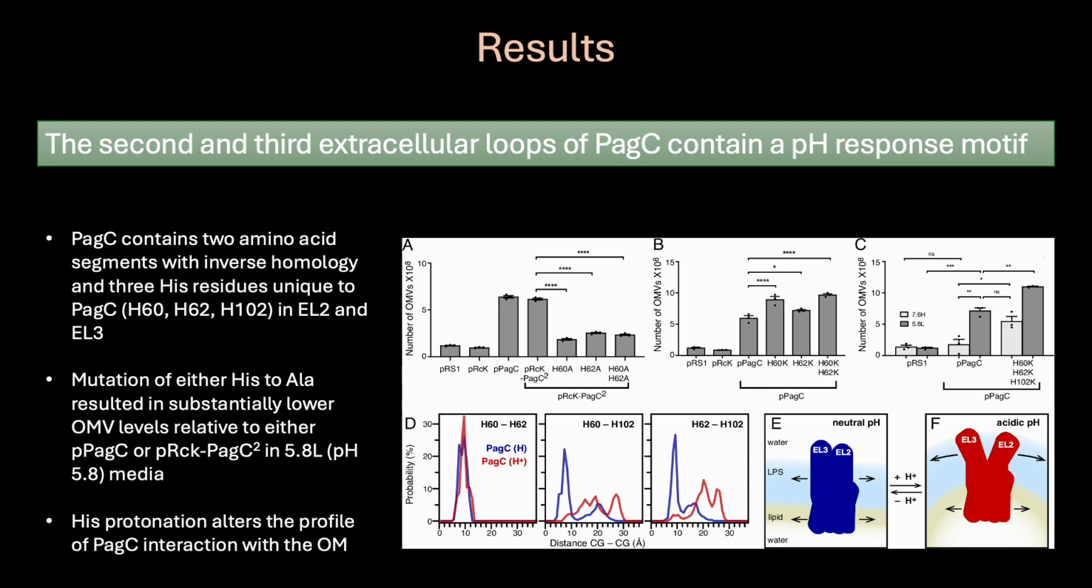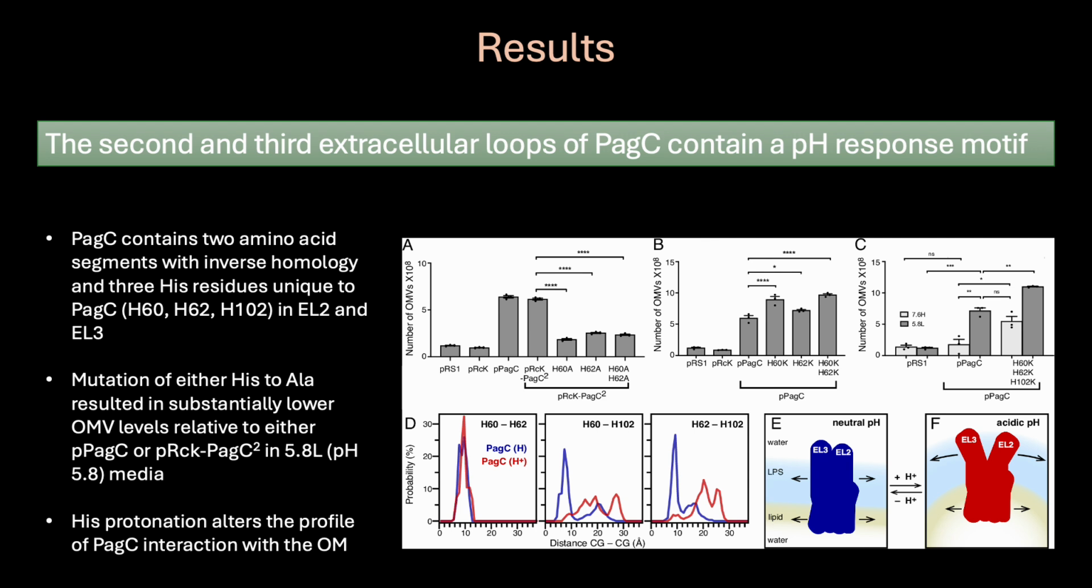The main thing to note here is that the histidine-protonated PAG-C causes a large increase in histidine-histidine distance, which indicates that the conformation of EL2 and EL3 is influenced depending on the environmental conditions. Figure E and F further confirm this.